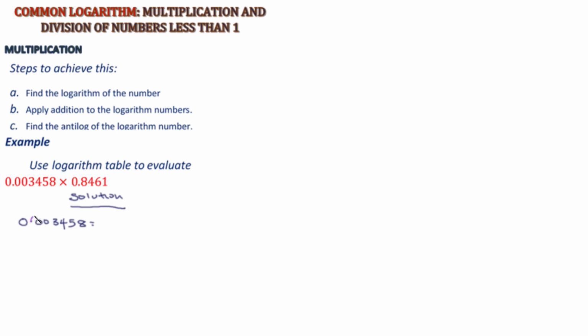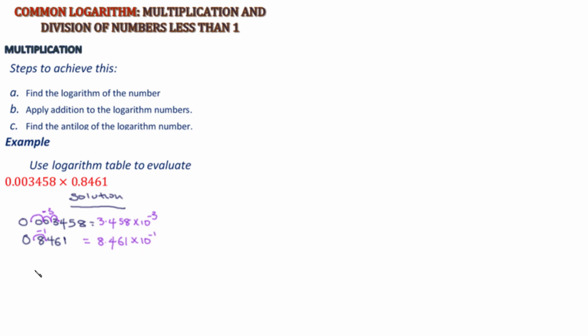The point must move forward 1, 2, 3 to the front of the first digit. How many times did you move? 3 times. This will be minus 3. That will be 3.458 times 10 raised to power minus 3. We've gotten our integer for this. Now, the second one, 0.8461. The point moves how many times? Once. This is minus 1. Then the standard form will be 8.461 times 10 raised to power minus 1. Now we have the integer for both of them.